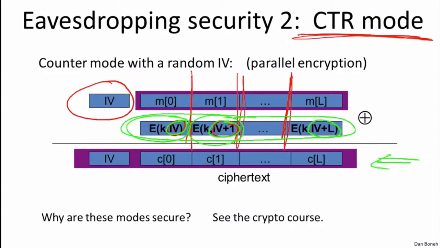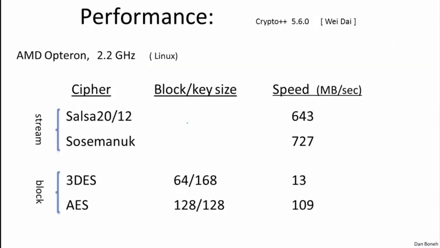Okay, and again here I described a mode where the IV needs to be random. There's similarly a mode where the IV can be a nonce, but I won't describe that here.